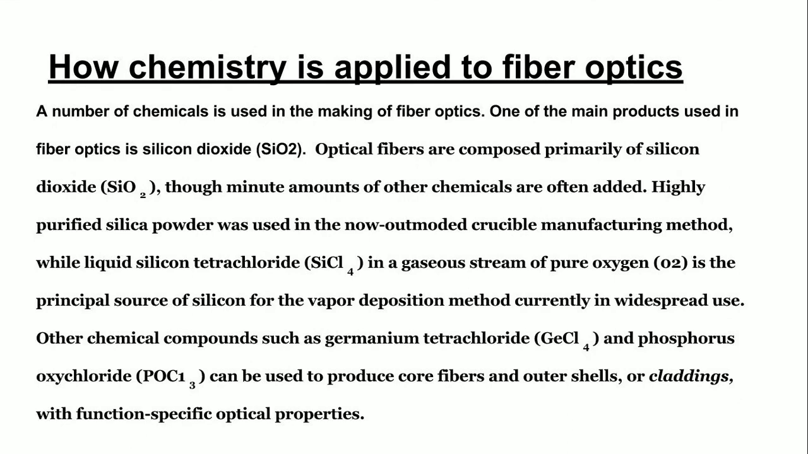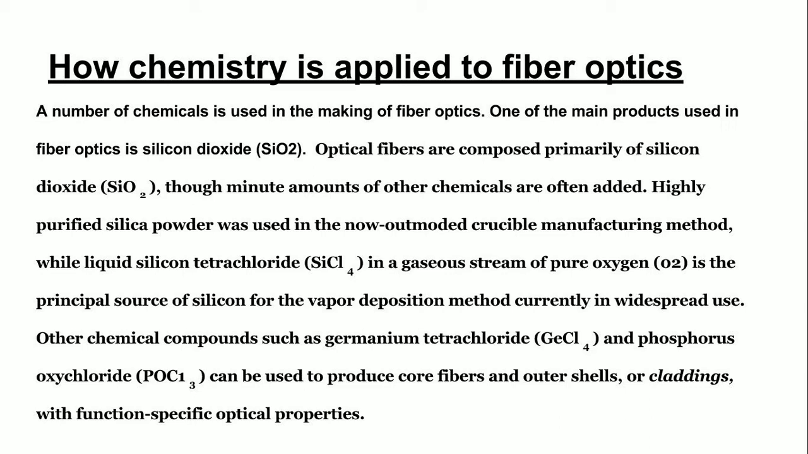How chemistry is applied to fiber optics. A number of chemicals are used in the making of fiber optics. One of the main products used in fiber optics is silicon dioxide. Optical fibers are composed primarily of silicon dioxide, though minute amounts of other chemicals are often added.